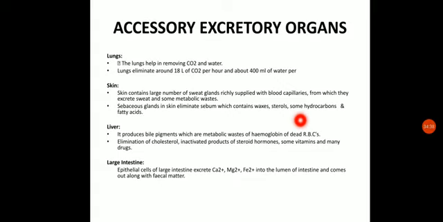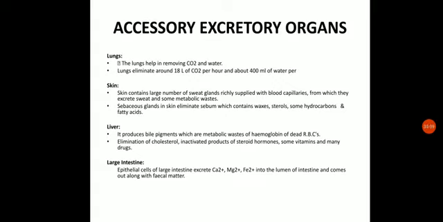Liver: it produces the bile pigments, which are metabolic waste of hemoglobin and dead RBCs. When RBCs die after their 120 days of lifespan, in the spleen, they produce the bile pigments. This has to be removed out. Elimination of cholesterol, inactive products of steroid hormones, vitamins, etc. is also done by the liver.